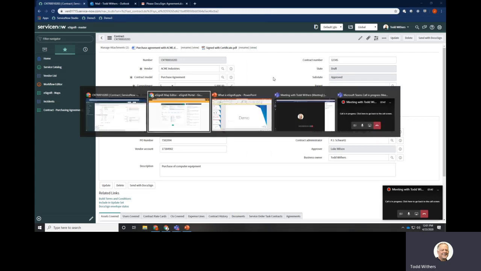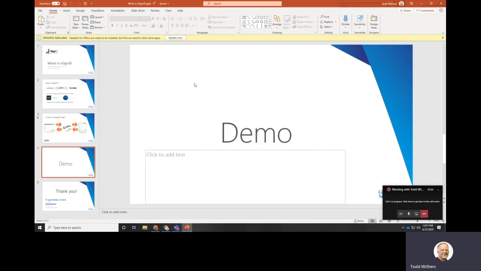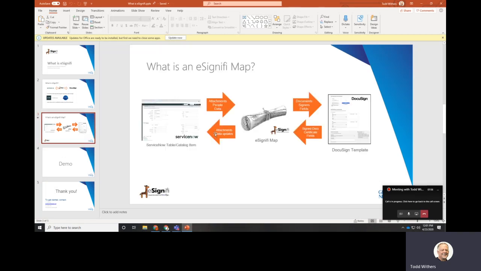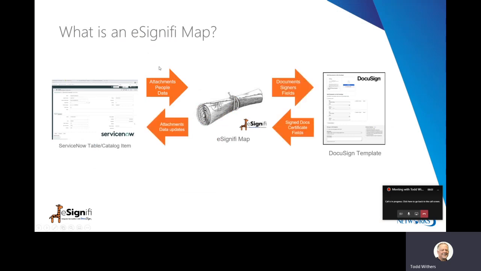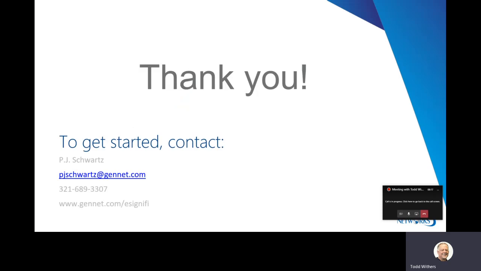So I hope you can see that this is super simple to do with eSignifi. We really used this eSignifi map in this case to send out that purchase agreement through DocuSign and then bring back that signed document at the end. This is going to give your end users a lot better experience than they're having today, and really improve your overall efficiency in dealing with contracts. So I hope that was useful.